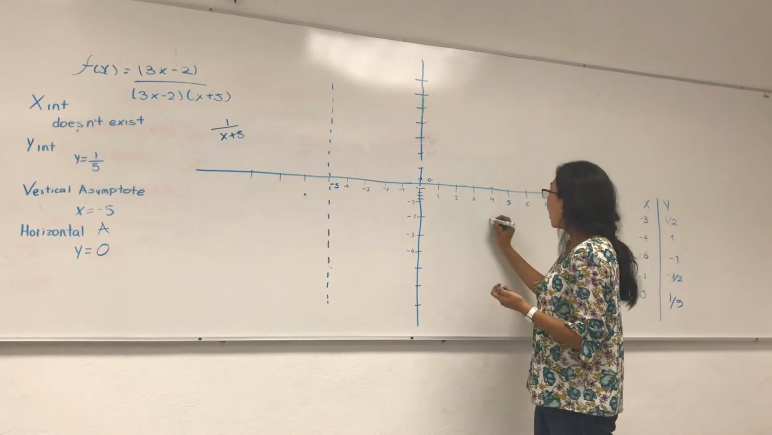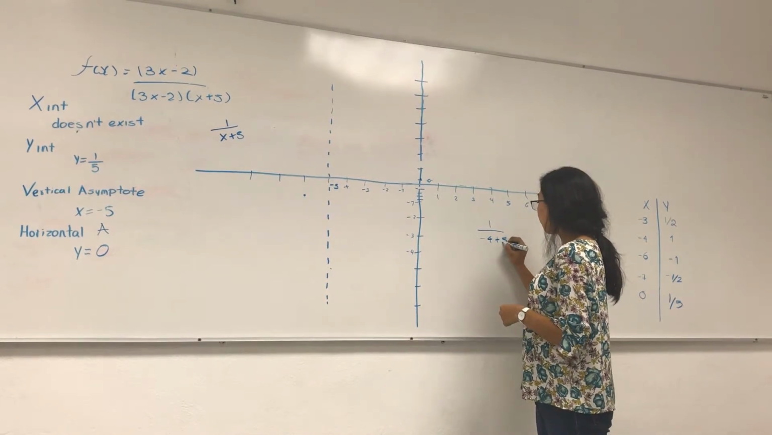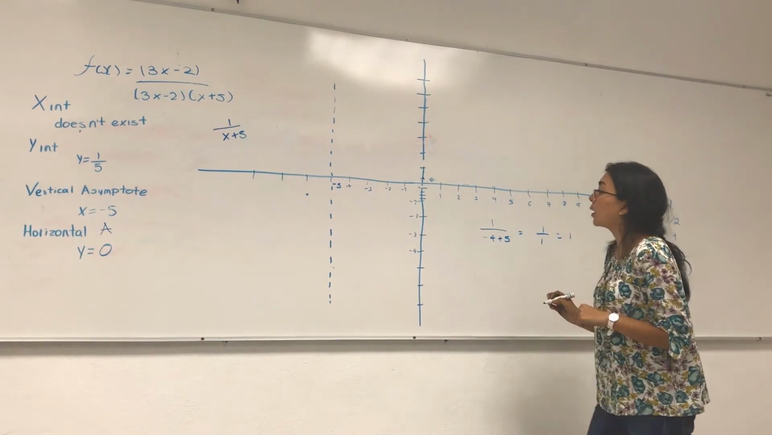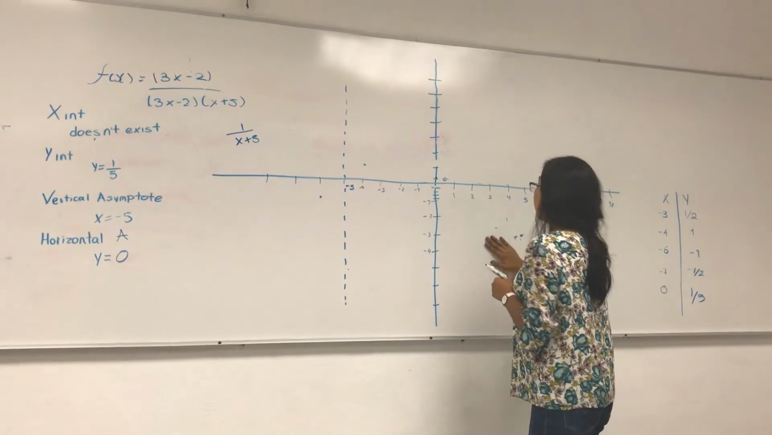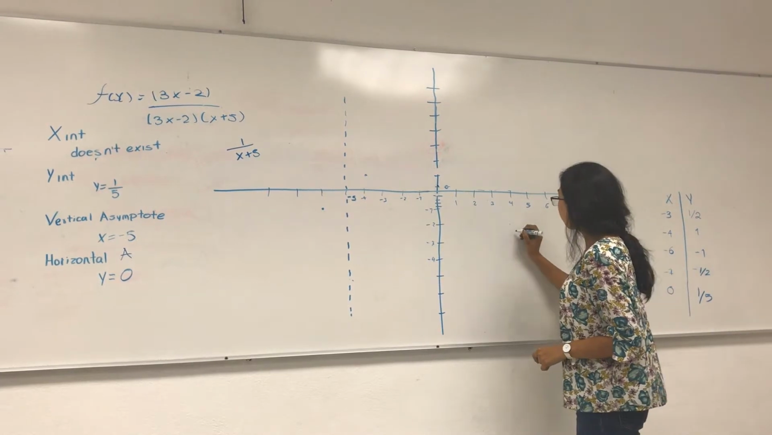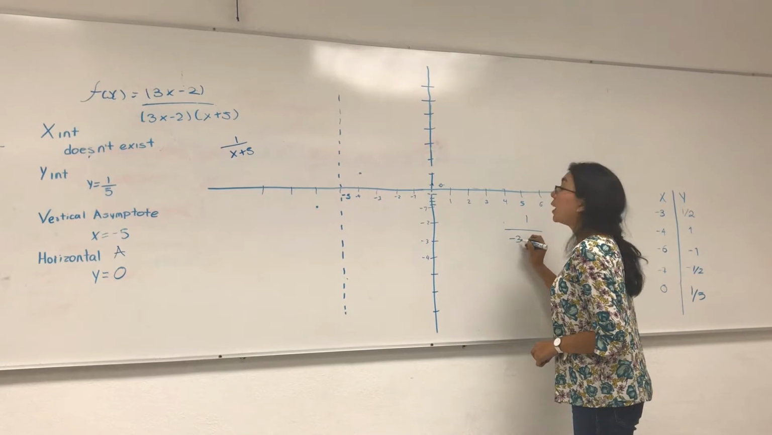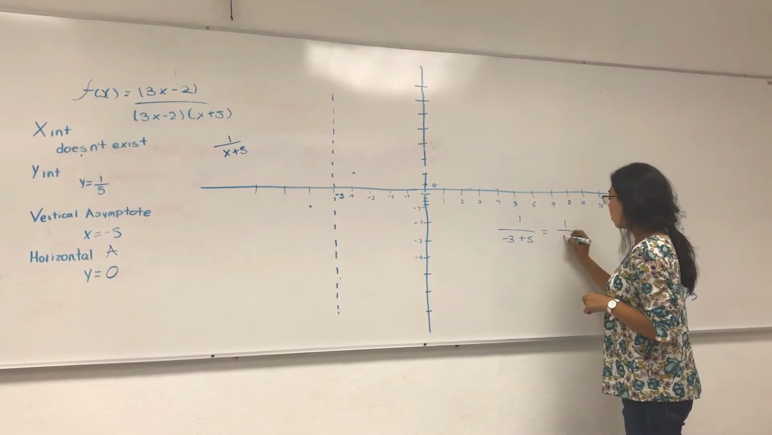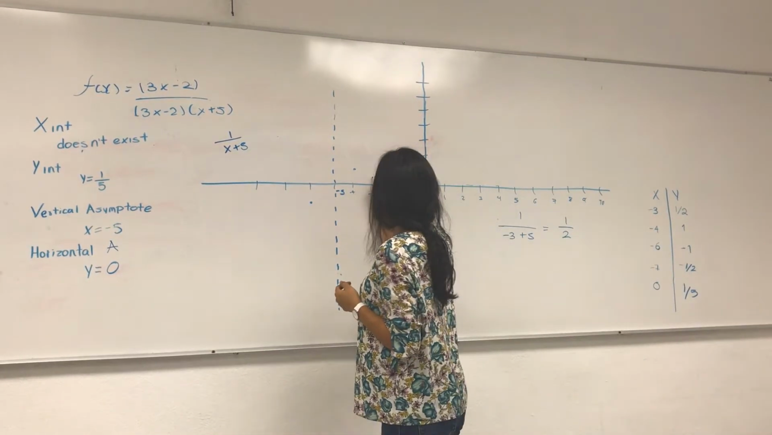Okay, 1 over minus 4 plus 5. That's equal to 1 over 1, which is 1. So we're gonna put it right here. Then let's try with something like minus 3, for example. Sorry. It's 1 over minus 3 plus 5. That's equal to 1 over 2. 1 over 2, right? So it's right here.